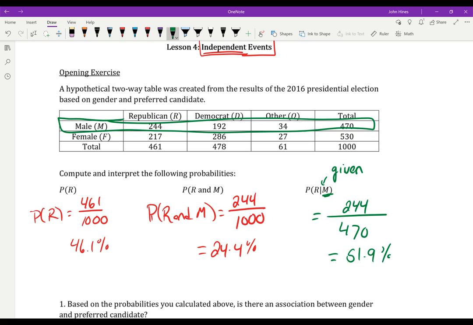On web work, don't write percentages. Leave them as the fractions. Leave them as the ratios. Do not type in percentages into web work unless I explicitly ask for that.